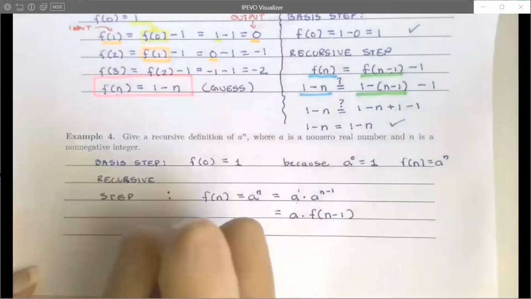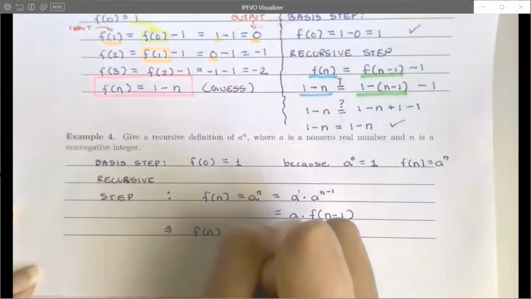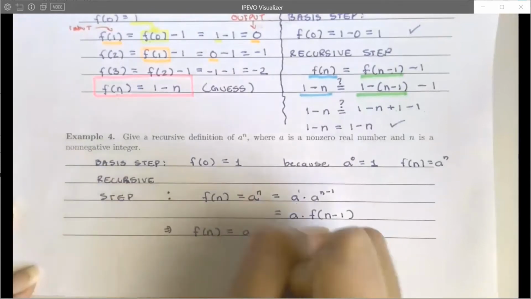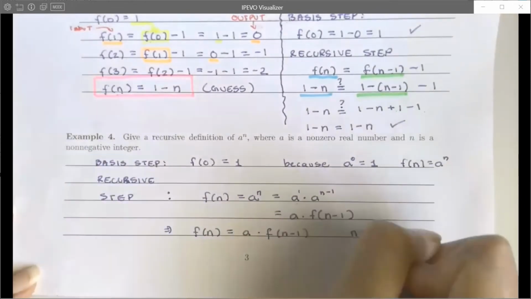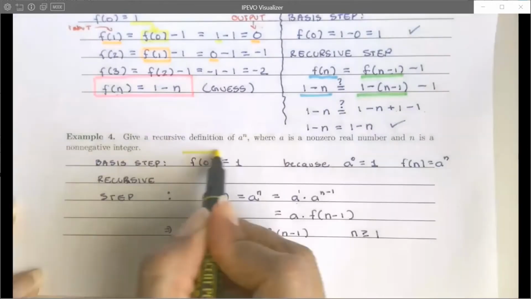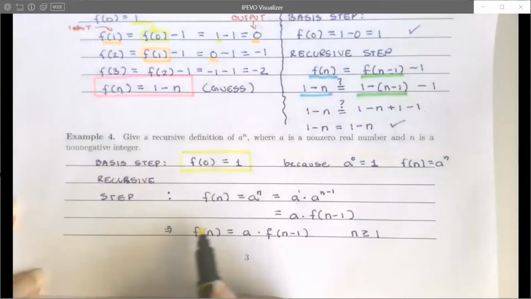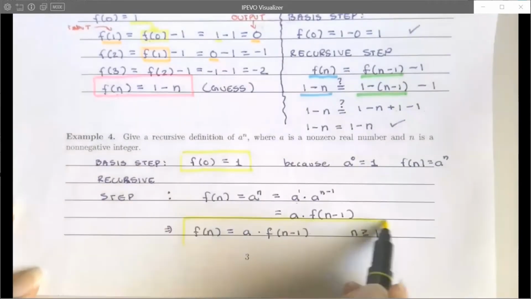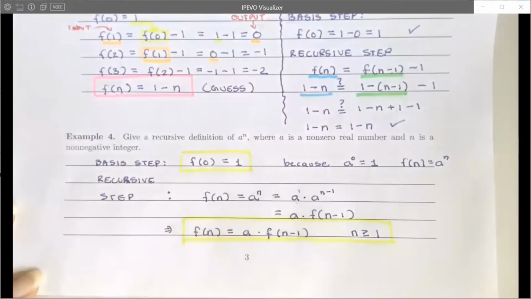In the recursive step, f of n is going to be defined as a times f evaluated at n minus 1, and this will be for n greater than or equal to 1. So altogether, our recursive definition will consist of f of 0 equals 1, and f of n equals a times f of n minus 1, for n being greater than or equal to 1.